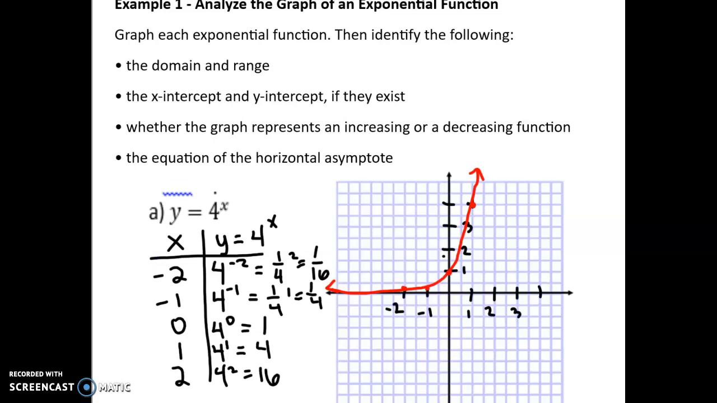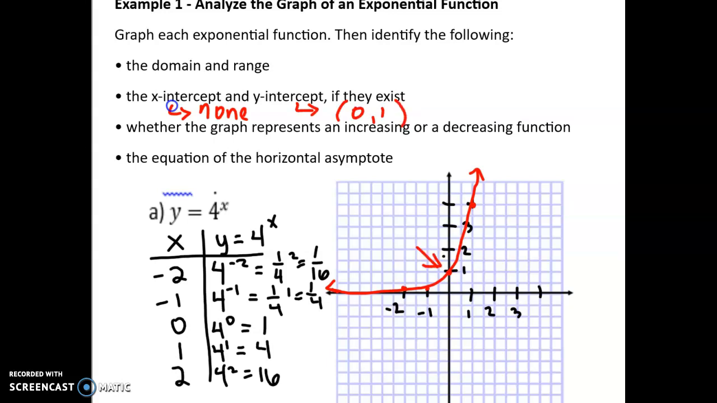So once you've plotted your points, your graph should look something like this. Then we can find all of this information. So again, let's start with the x-intercept. What's the x-intercept of this? None. There is no x-intercept. The y-intercept is at 1. Right? We see it right in there at 1.